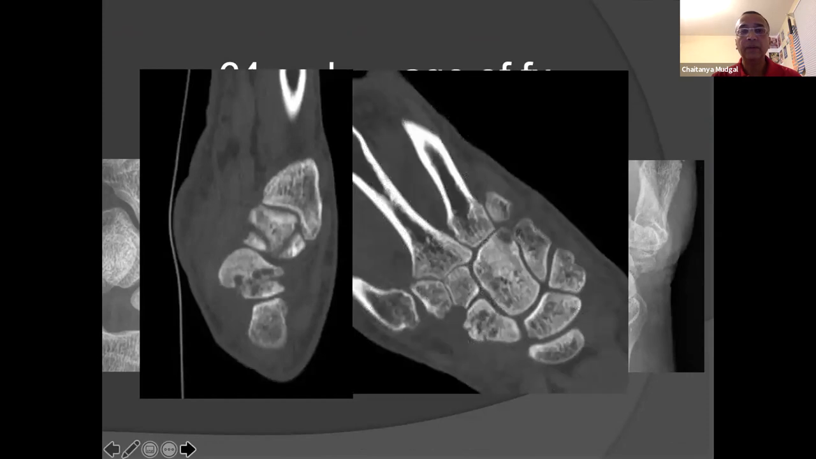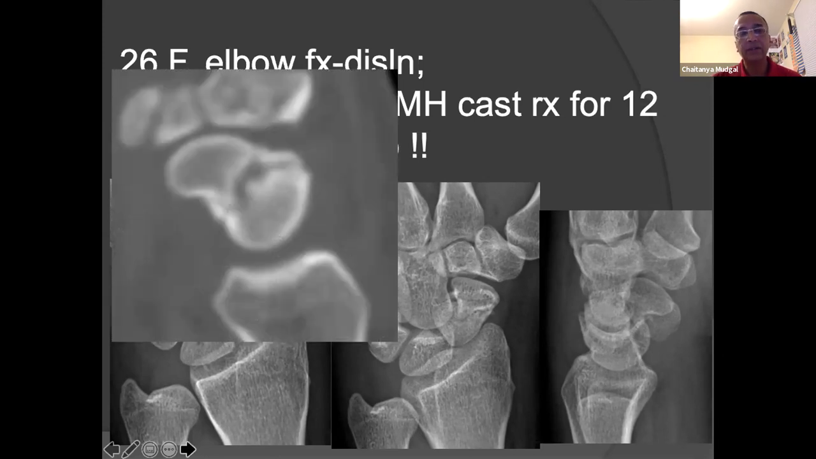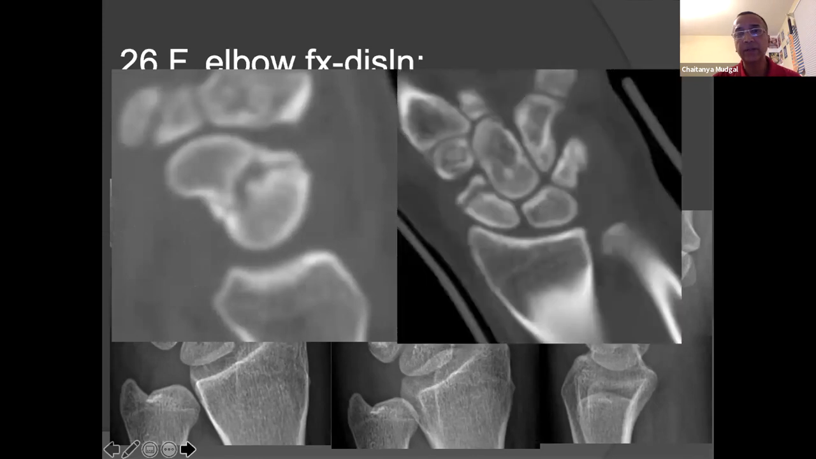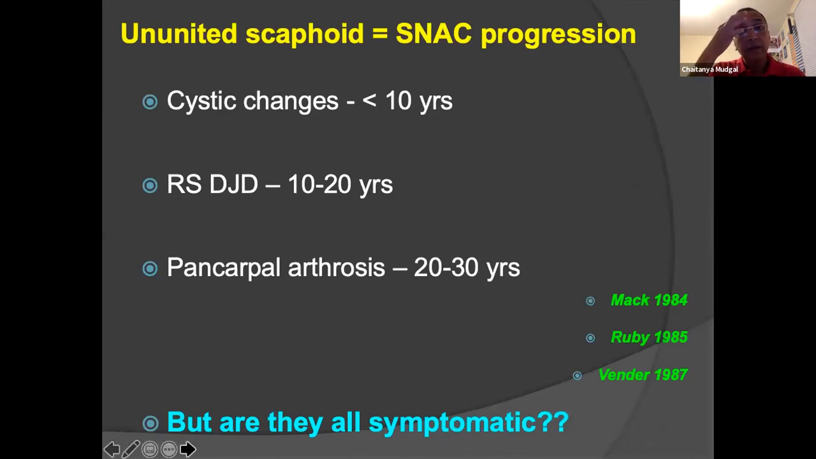So another case in point being a 26-year-old female who I took care of for an elbow fracture dislocation. And she had a distant vague history of a fracture which had been casted for 12 weeks, 9 years prior. Now you can see that she doesn't have a DISI, as you can see in this view here. But when you look at her CT, you see that she has a B1 type fracture, which has not healed at all.